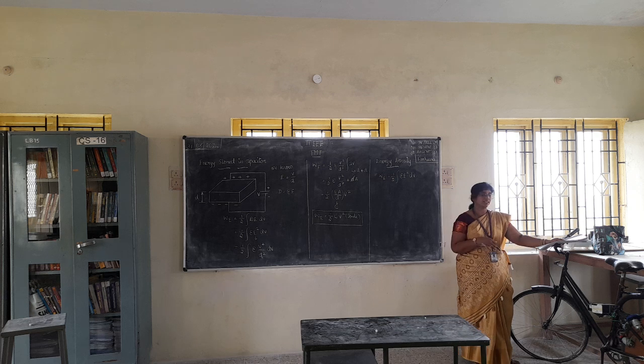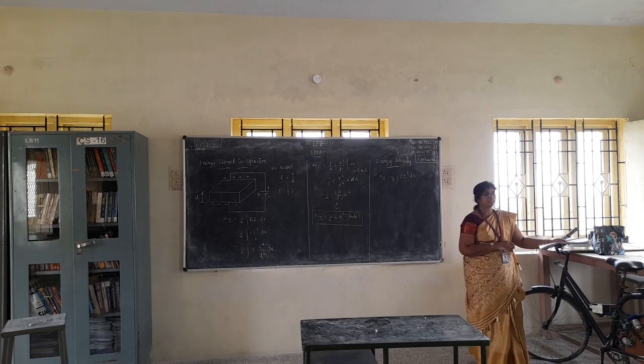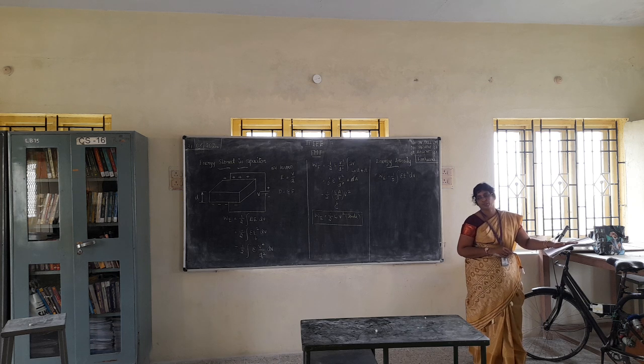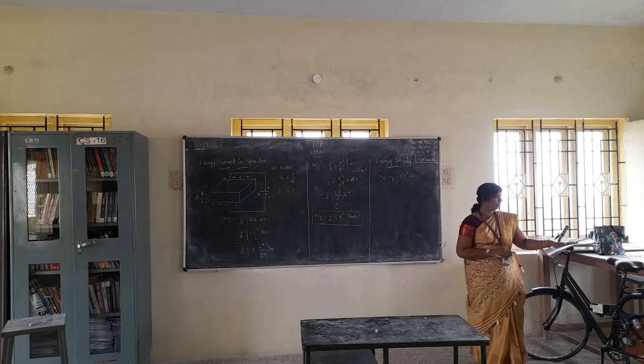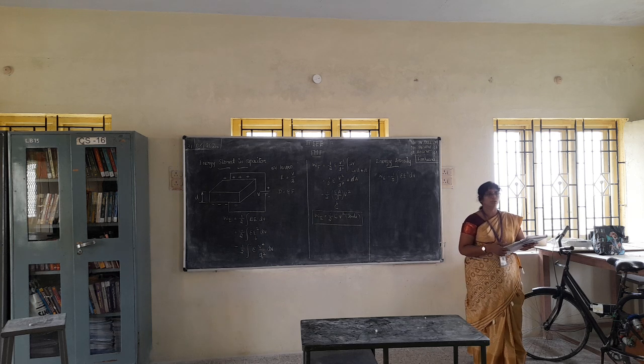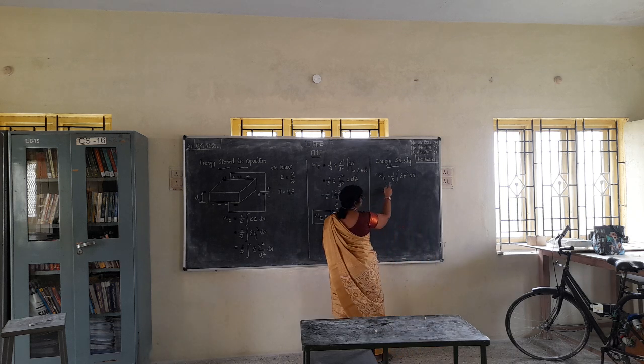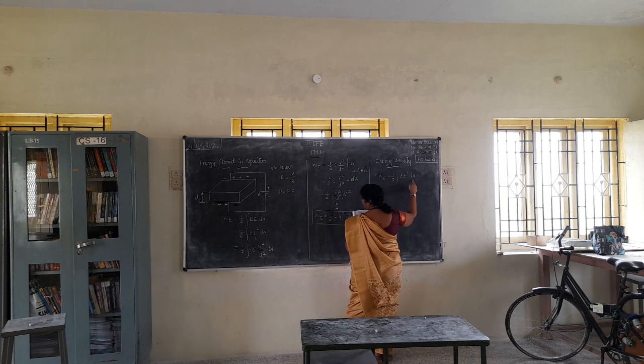So next topic, energy density. Take down the definition. Energy density is defined as energy stored per unit volume, as volume tends to zero. So from your energy stored equation, WE is equal to half epsilon E square dV.